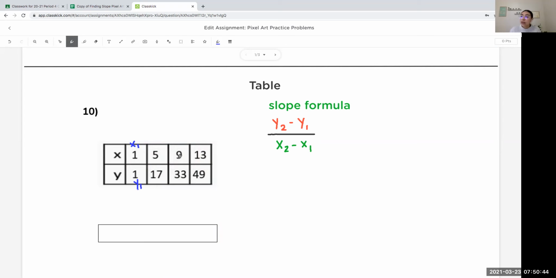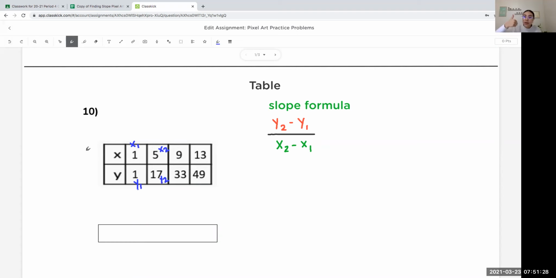And then I can go in here and pick another pair for my second ordered pair. 5 and 17, pretty small numbers. If I look at these here, 9 and 33, 13 and 49, those are getting really big. If you want to work with big numbers, that works fine, but I'll just work with smaller numbers here. So I'll pick this pair right next to it as my second pair. So this will be x2, and this will be y2. Notice I kept the pairs together. I didn't jump back and forth, mix and match anything. They have to stay together.